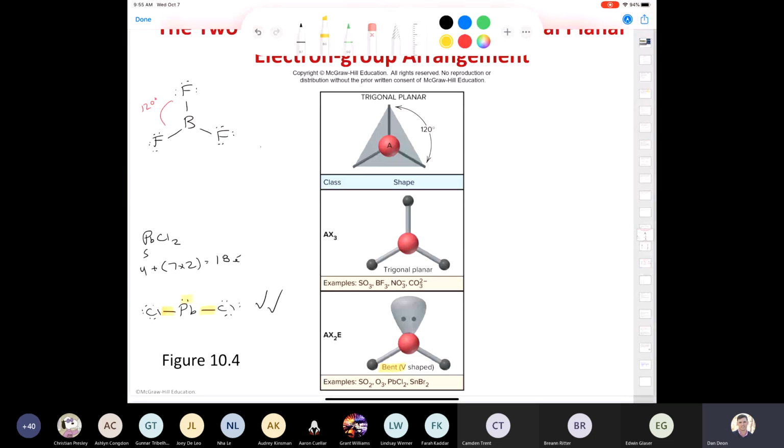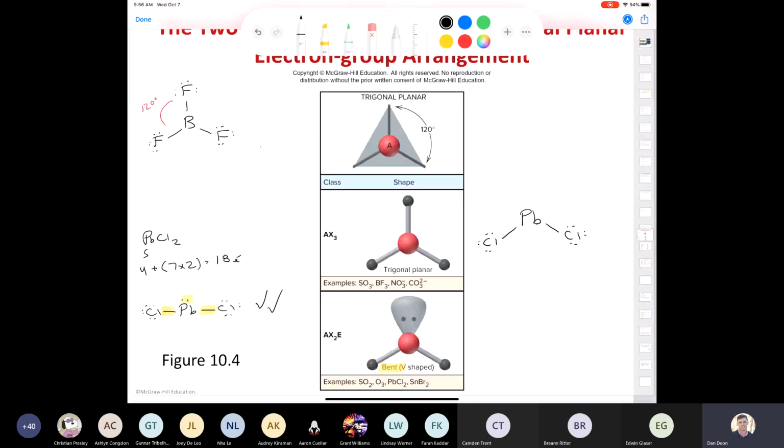So 3 regions of electron density, 3 reds. How are those 3 groups going to get away from each other as far as possible? Let me show you. Here's what we do. We say they're going to have angles close to 120 degrees, right? They're going to try to adopt that trigonal planar arrangement. So I'm going to put the 2 chlorines down like this.